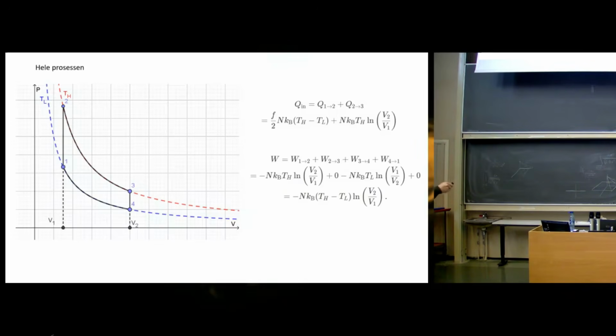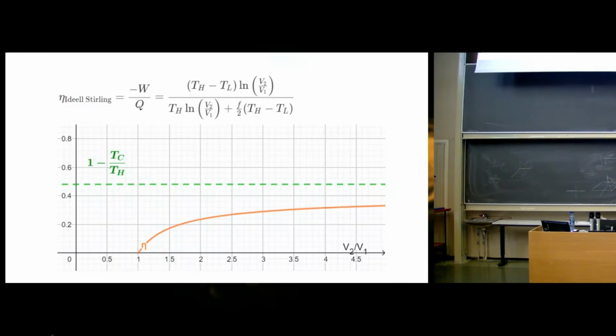And the point is that this equation tells us that the efficiency of this engine depends on the ratio of the volume of the gas when it's big and when it's small. I can plot it as a function of V2 divided by V1. So if the gas is twice as big as the initial gas, then the efficiency is 0.3 or something. And then the theoretical limit given by the second law of thermodynamics is 1 minus Tc divided by Th.